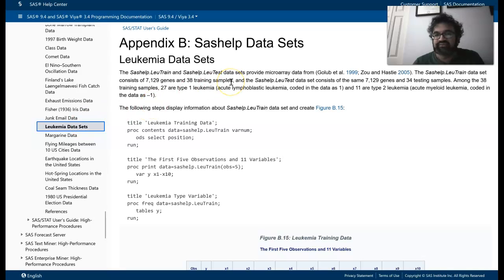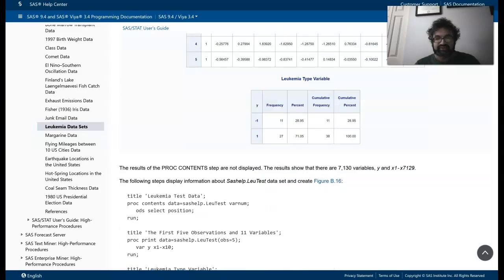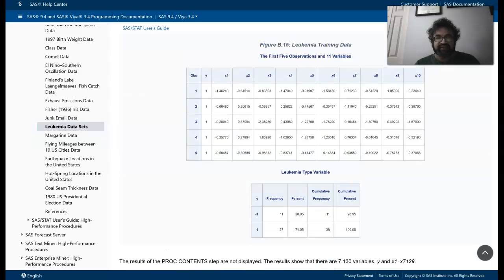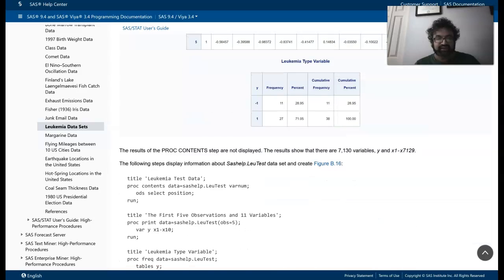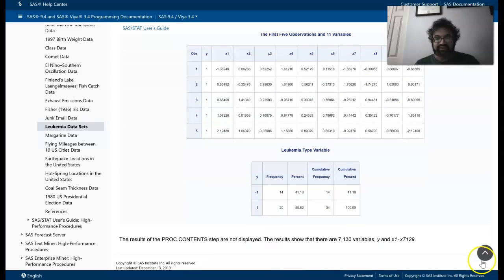This is a good one. This is a data set consisting of actually genetic information, 7,129 genes, and 38 training samples. Type 1 leukemia was part of this, acute lymphoblastic leukemia, and then acute myeloid leukemia. So this is looking at the first 5 observations, and what types of data is provided in here.